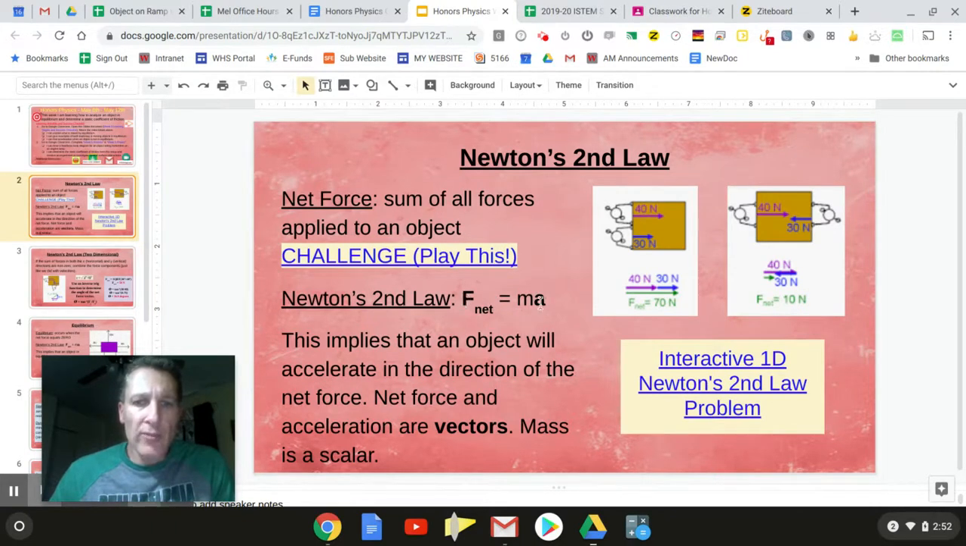Notice that the two of these are bold-faced to represent that they are vectors. Mass, on the other hand, is just a scalar. So in whatever direction your net force points, your object will accelerate that way. There's another little interactive one-dimensional Newton's second law problem that will help you review how to apply Newton's second law. Just try it once.